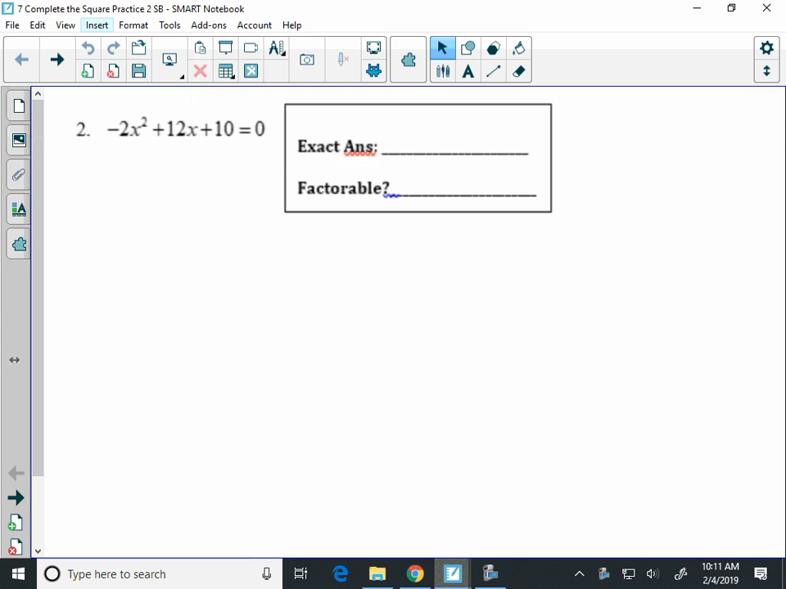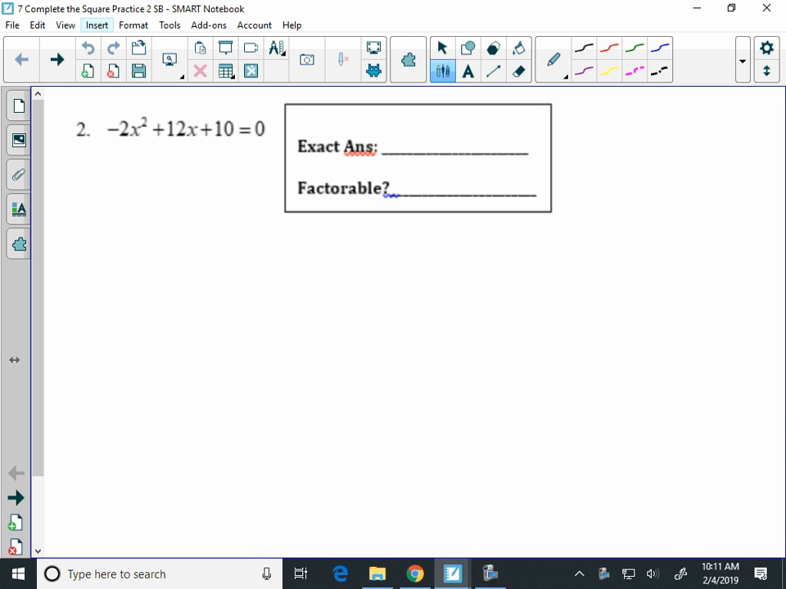All right, this video is for two of the problems on complete the square practice number 2. I'm going to complete the square for each problem and then decide if the quadratic could be factored. So number 2, I start with negative 2x squared plus 12x plus 10.